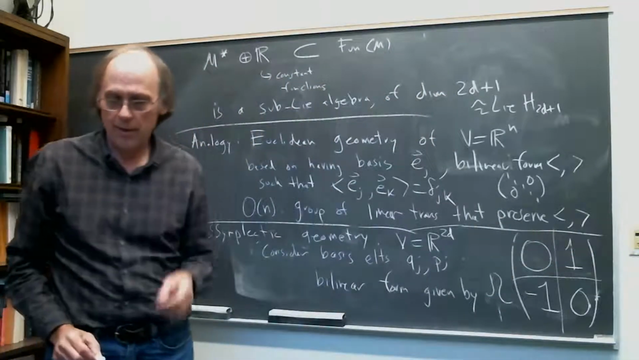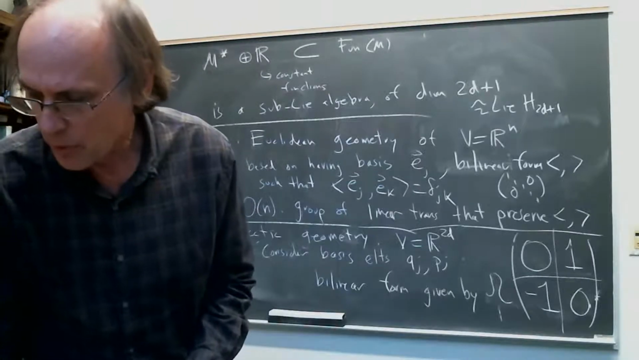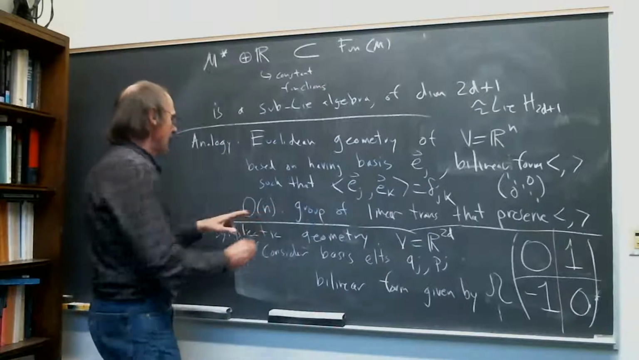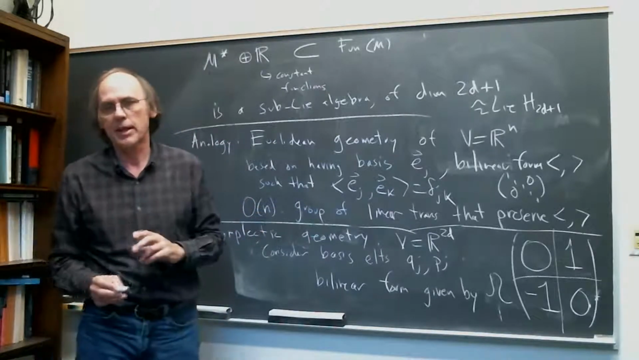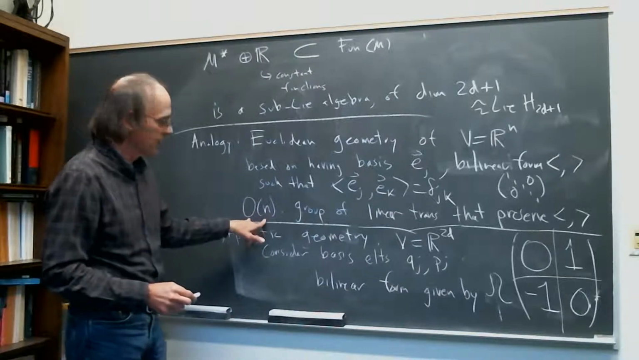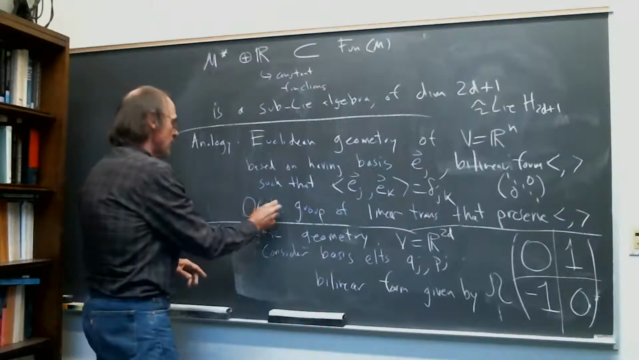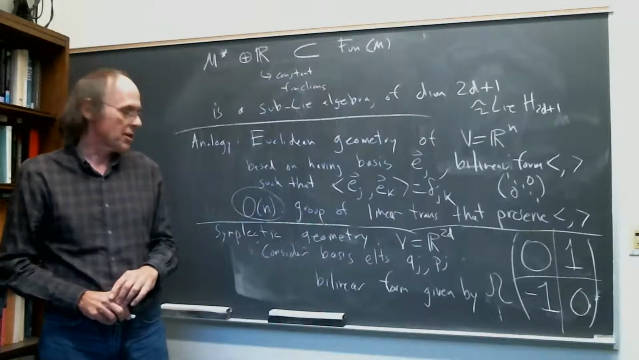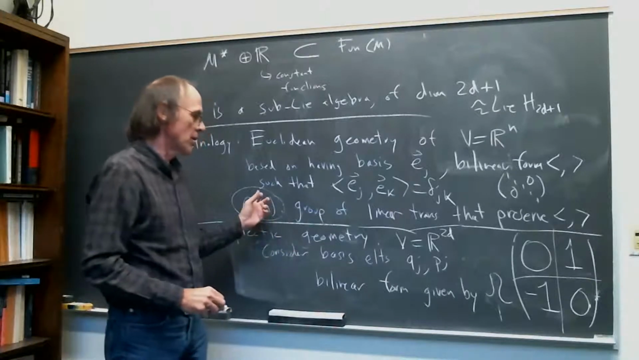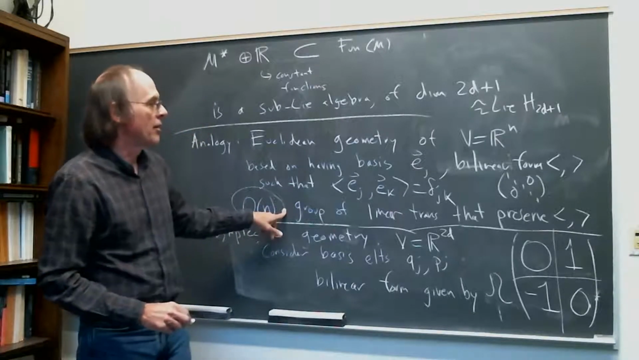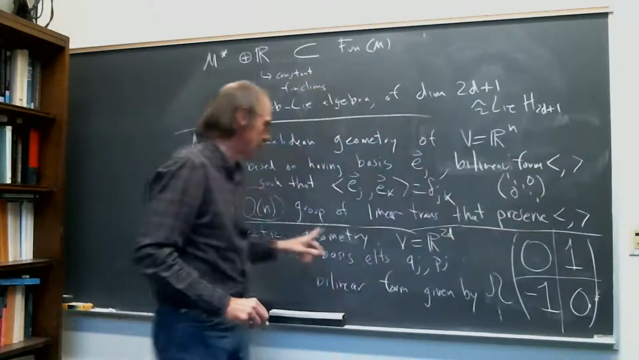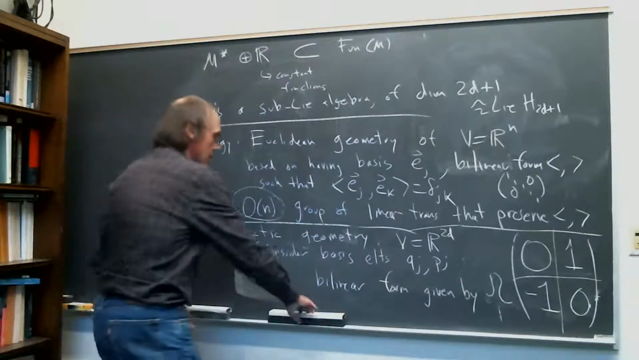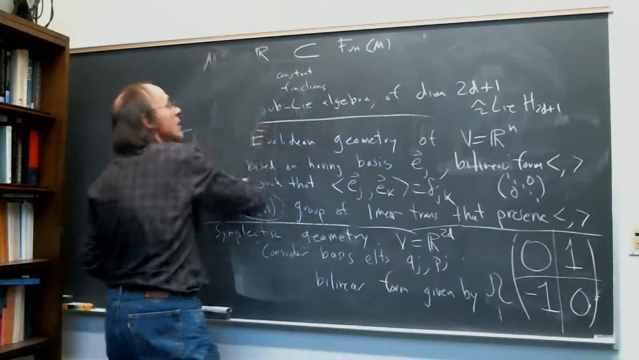Now, the new thing is we want to define the analog. We're interested in groups and the algebra. So we've been talking about these O(N) groups, and we want to find the analog of the O(N) group for symplectic geometry. Instead of being the group that preserves the bilinear form, it's going to be the group that preserves omega. So let me write that as a definition.